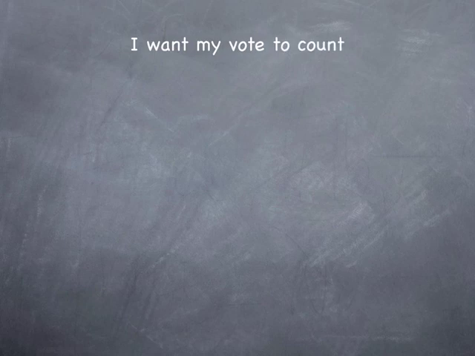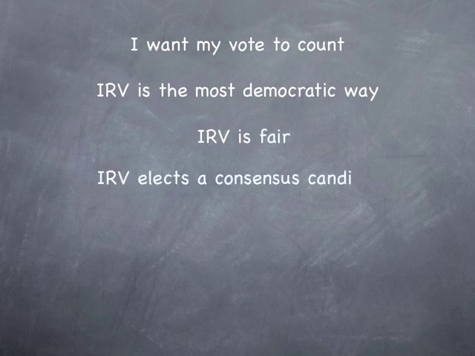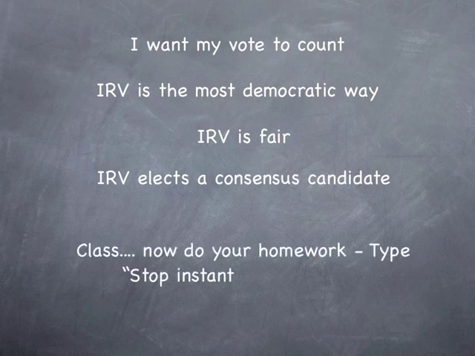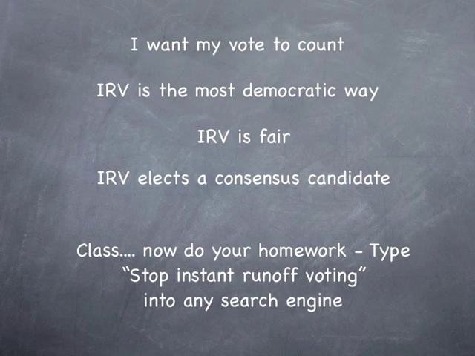It saddens me when I hear people say, "I want my vote to count," or "IRV is the most democratic way," or things like "IRV is fair." IRV elects a consensus candidate, when we've shown clearly it doesn't. Your vote can actually hurt the candidate. As far as electing a consensus candidate, you can see that that just doesn't happen. In the example where Sam lost because he got too much support, 75 voters actually chose him first and second compared to Joel's 51 voters. Do your homework. Type "Stop Instant Runoff Voting" into any search engine. You'll be amazed at what you find.